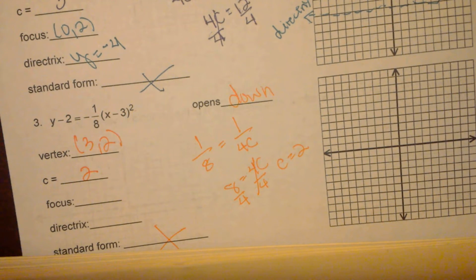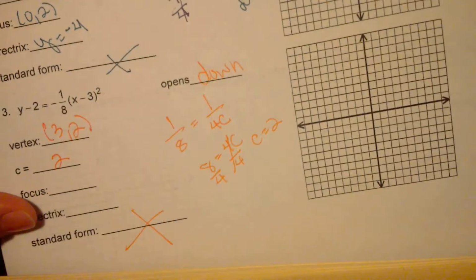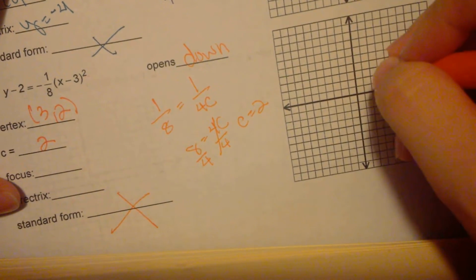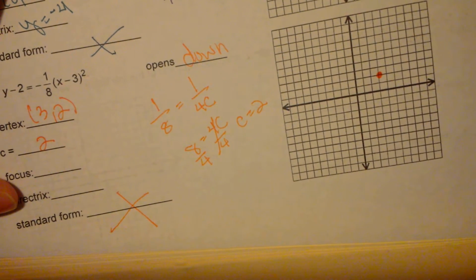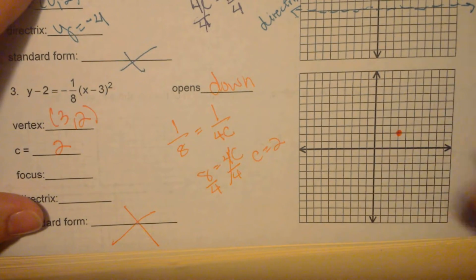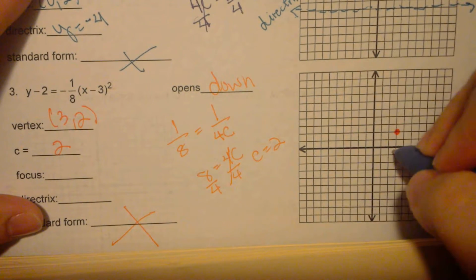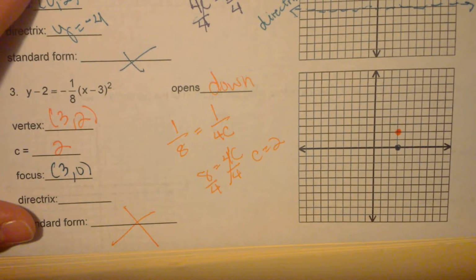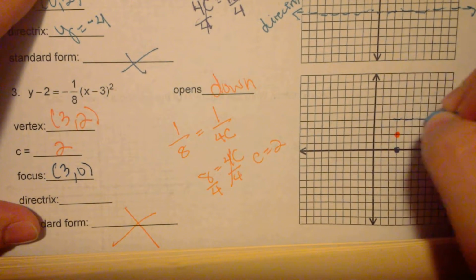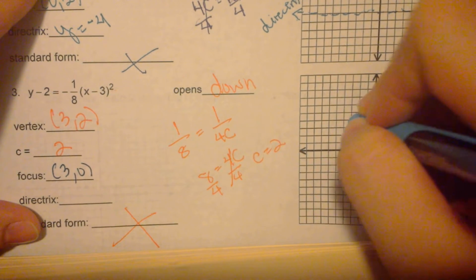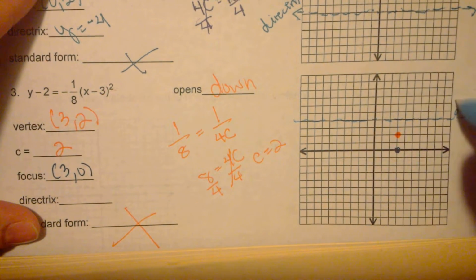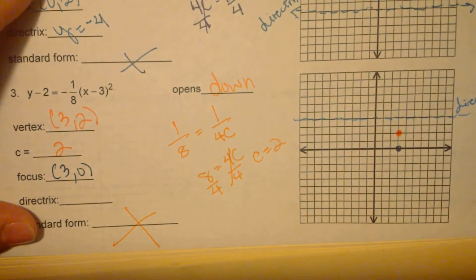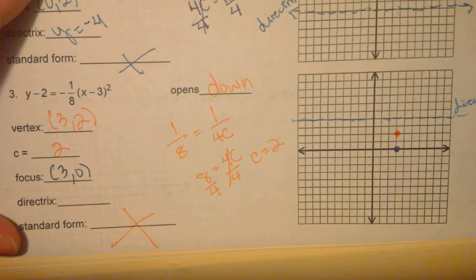It's opening down. My focus is below my vertex. So I'm going to graph 3, 2. If I go 2 down, I'll have my focus. So my focus is at 3, 0. Then my directrix is above my vertex since it's facing down. So I'm going to go 2 up from my vertex. That's the line y equals 4.